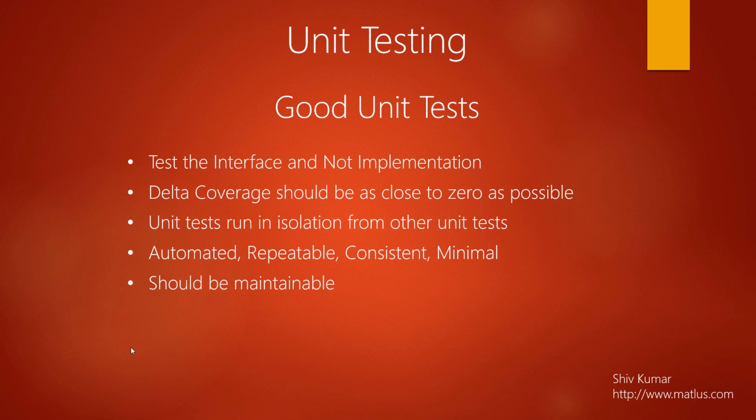Delta coverage should be as close to 0 as possible. This is the delta coverage across the different kinds of tests. So if you remember from the very first part on Unit Testing Rebooted, we talked about acceptance tests and then class tests or class integration tests.